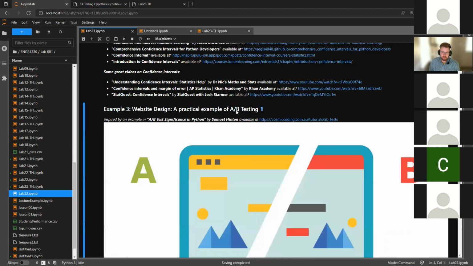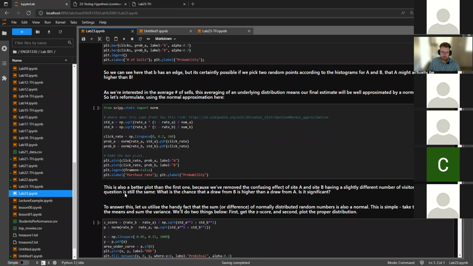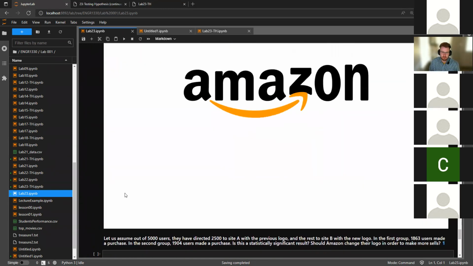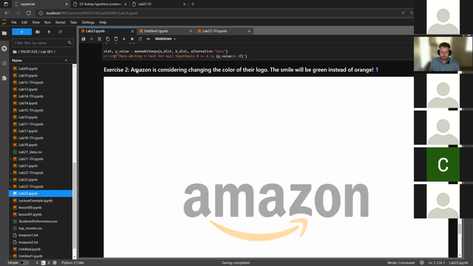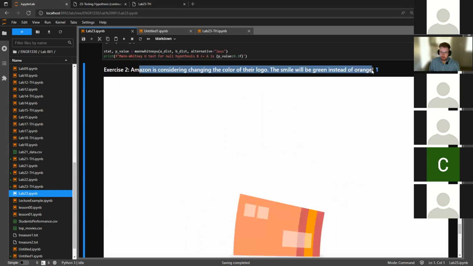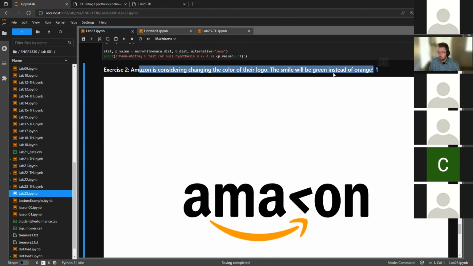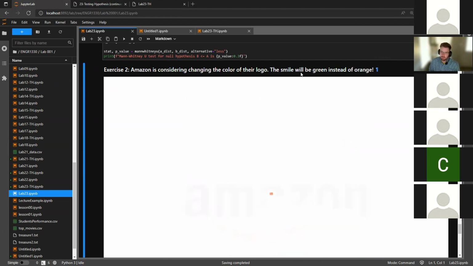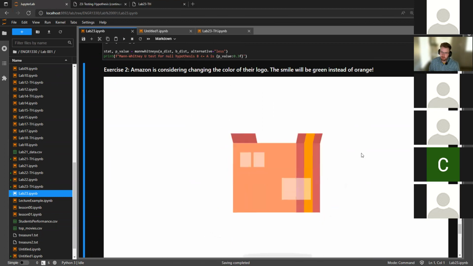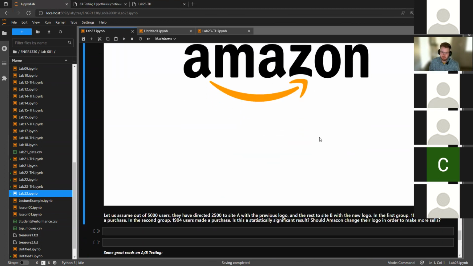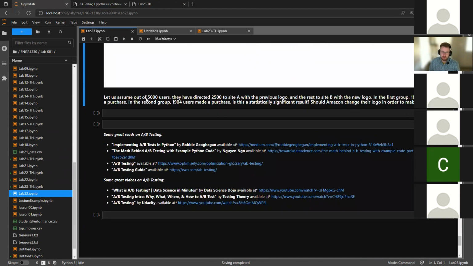This next example was from Wednesday, so I'm going to skip through that one. But there is another one down here. All right. So Amazon is considering changing the color of their logo. They're not really, this is just the example. So they might change the smile from orange to green. Let's assume they had 5,000 users. They sent 2,500 to site A and the rest to site B.